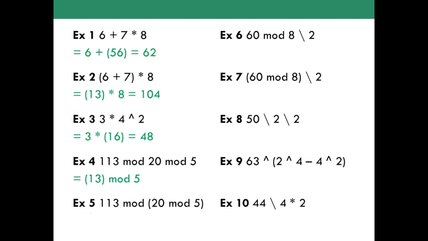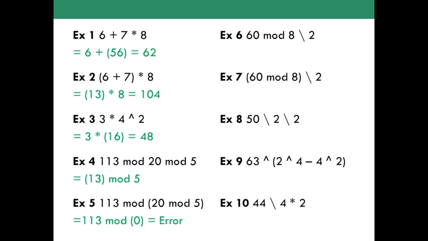For example 5, the brackets tell you the precedence. 20 mod 5 is 0 because you can have 4 groups of 5 going into 20 with 0 remainder. 113 divided by 0: how many groups of 0 are in 113? You could argue an infinite number. As far as a computer is concerned, that is an error. And as far as mathematicians are concerned, that is an error.